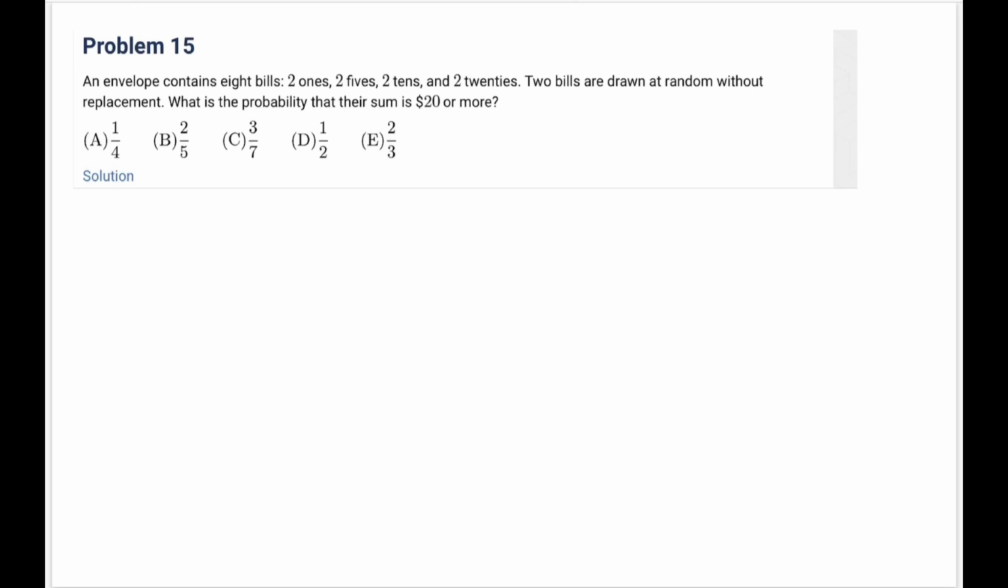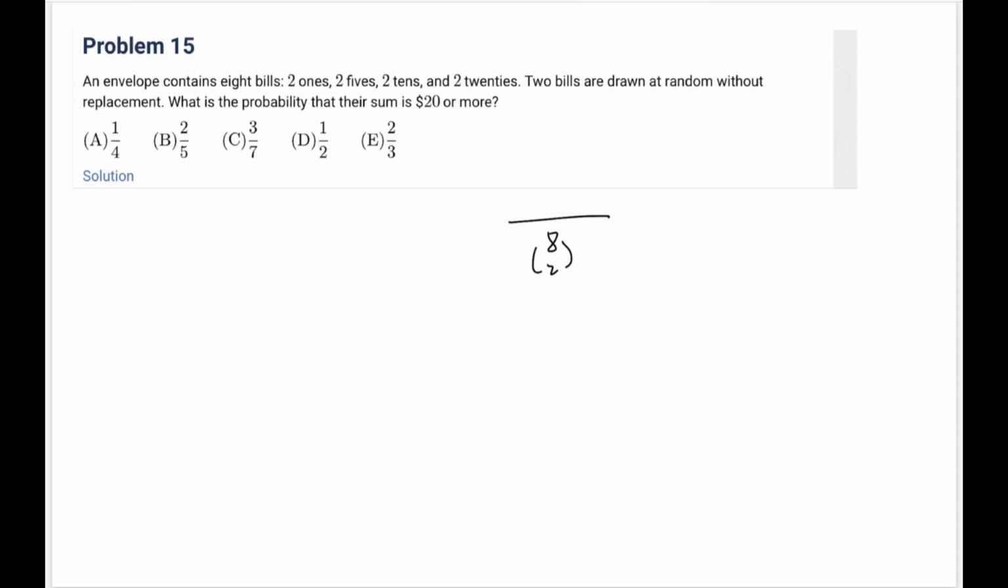Number 15, an envelope contains 8 bills, 2 1s, 2 5s, 2 10s, and 2 20s. 2 bills are drawn at random without replacement. What is the probability that their sum is $20 or more? Okay, so our total number of things that we could get is 8 choose 2, right? Since we choose 2 bills from these 8.